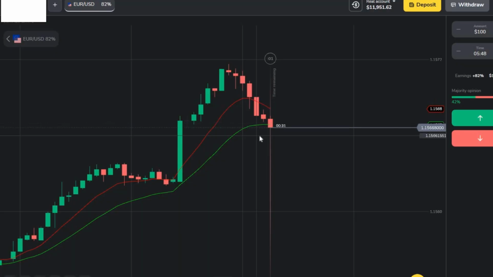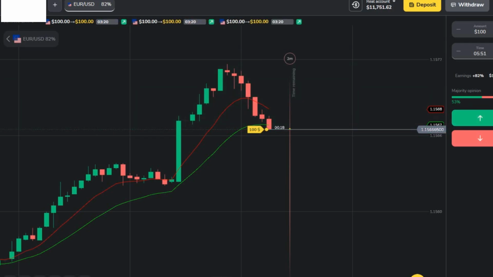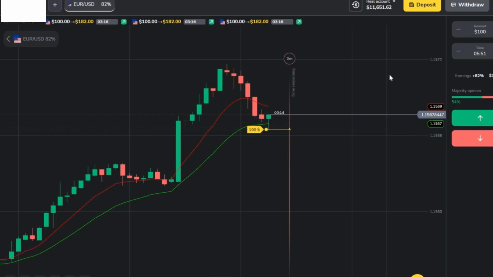Okay guys, currently right now I have seen another opportunity to place an up trade. I'm going to select 3 minutes right now, and I'm going to enter a trade for $300, which is like 3 entry. Okay, 3 entry, because each entry here is $100. So I've entered a 3 minutes buy position for $300.